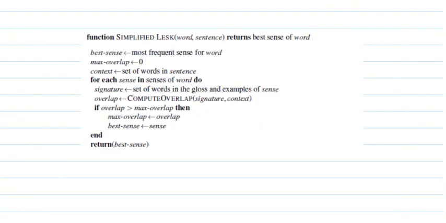Okay, so let's see the algorithm. The algorithm takes as input the word, so this word is the ambiguous word, like bank, and this sentence is the test sentence in which the word appears, right? So the word bank is appearing in this sentence.